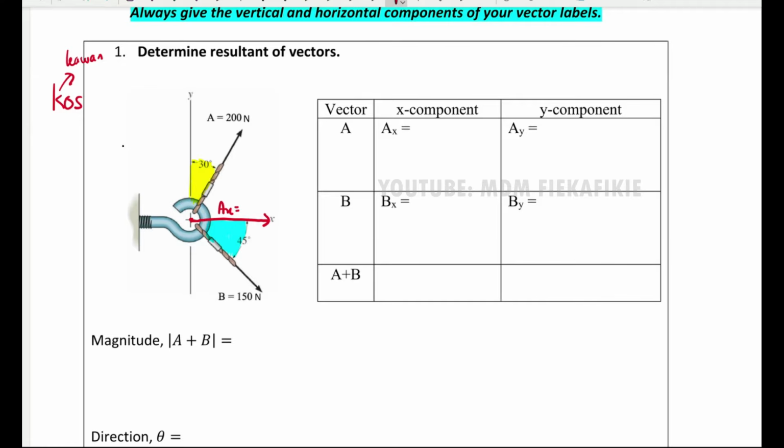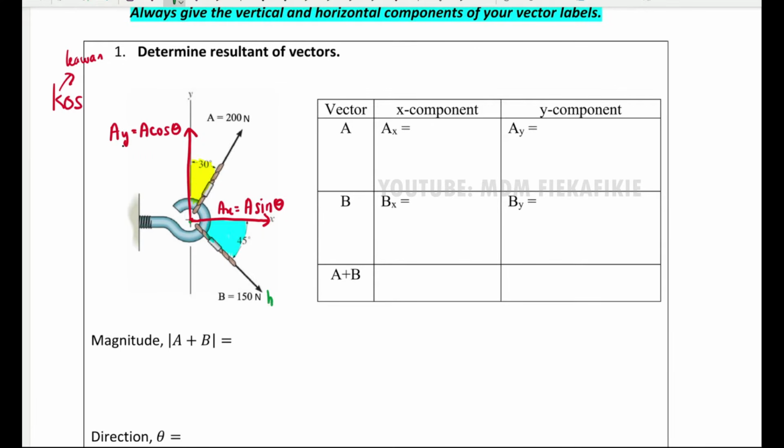Jadi AX kita tak boleh sentiasa hafal A cos theta. You tak boleh hafal X component sentiasa cos theta. Kali ini kita punya cos theta adalah Y component. Which is AY is equal to A cos theta. And then AX akan jadi A sin theta. Macam tu. Tapi bila kita resolve B, okay, vector B.